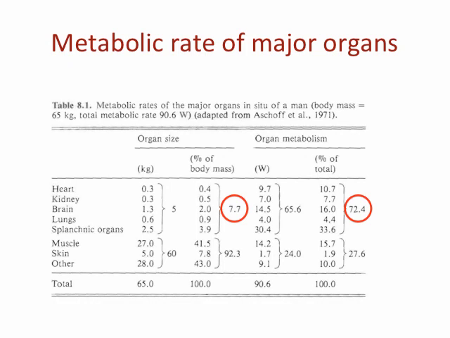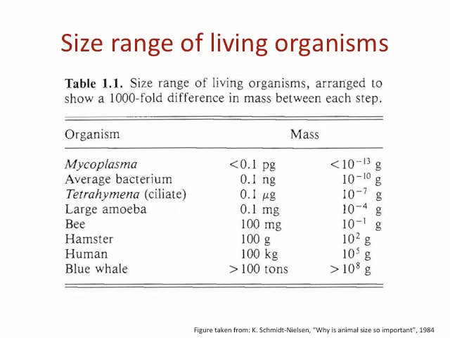So that's kind of striking, that only 7-8% of the body mass is responsible for over 70% of metabolism. So that's useful to know. Another thing that's interesting is that organism sizes range from a fraction of a picogram to a 100-ton whale. So this represents 21 orders of magnitude in size.